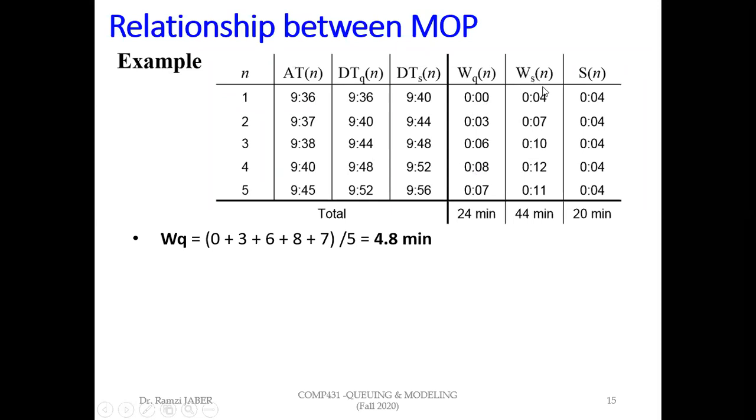The same for WS, exit from the system. So DTS minus arrival time: 40 minus 36, 4; 44 minus 37, 7; 10; 12; 11. So the total time inside the system will be 44 minutes. Also, from WQ and WS, we can conclude Sn, the service time. Service time here is fixed. So Sn equals WS minus WQ. It's fixed at 20 minutes.